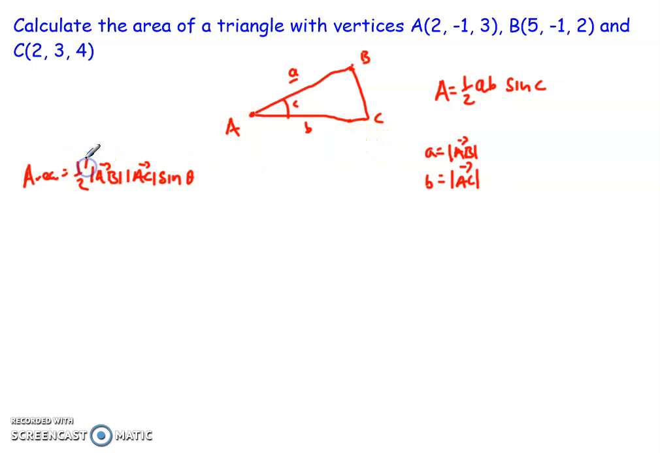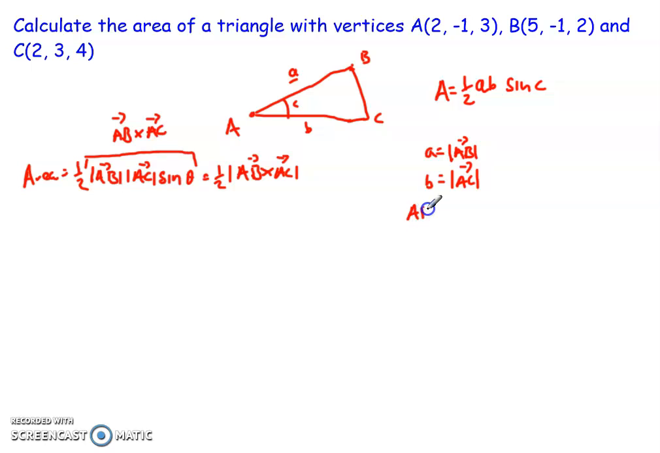Now what you'll notice is that this is the formula version for the cross product of these two vectors. So this here is the equivalent of doing AB cross AC. So I can rewrite the formula as being a half times the magnitude of AB cross AC, because remember, we want the size of it. So we want to find this vector and then calculate the magnitude of that vector itself. So now what I've got to do is find my two vectors AB and AC, and then put them in the cross product.